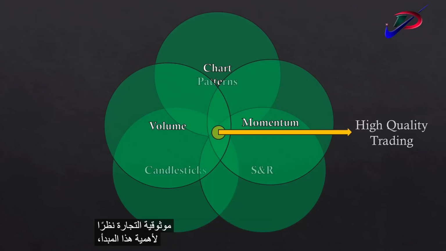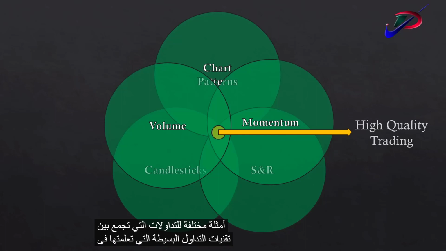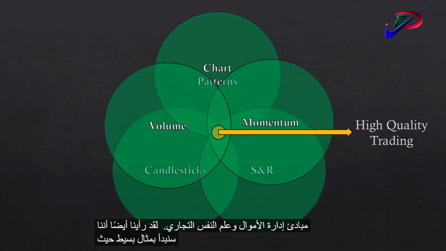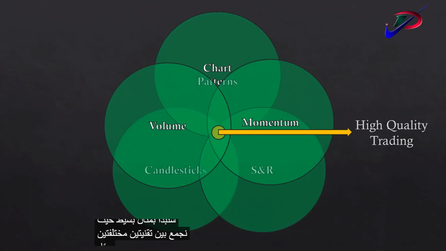Given the importance of this principle, I want to show you several different examples of trades combining the simple trading techniques you have learned in this course in combination with the money management and trading psychology principles we have seen too. We'll begin with a simple example where we combine two different techniques together: the reversal momentum divergence and the candlestick patterns. Take a look at this price chart.